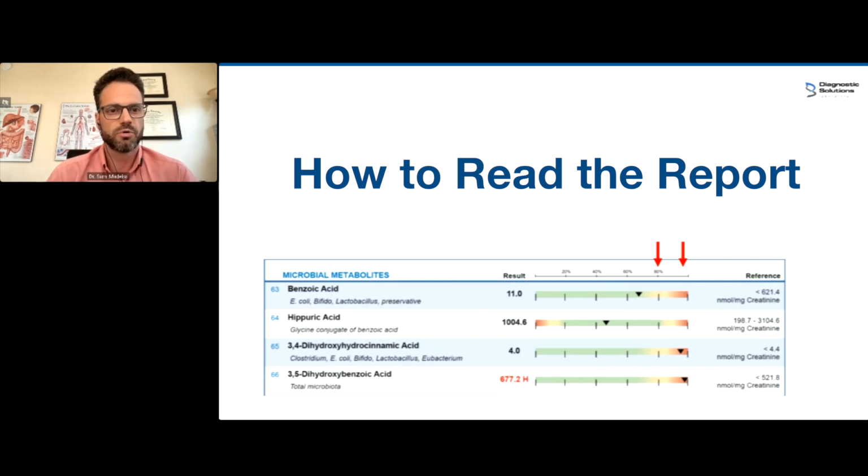So how to read the report. Essentially, this is based on healthy adults, the ranges, all across the board in industry and organic acid testing.